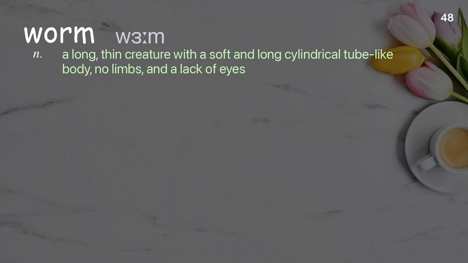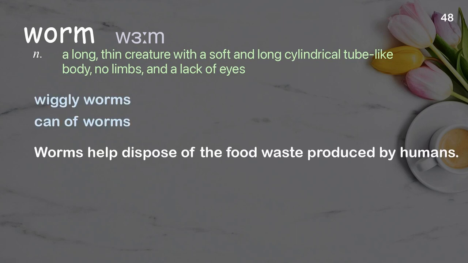Worm. A long, thin creature with a soft and long cylindrical tube-like body, no limbs, and a lack of eyes. Examples. Wiggly worms. Can of worms. Worms help dispose of the food waste produced by humans.